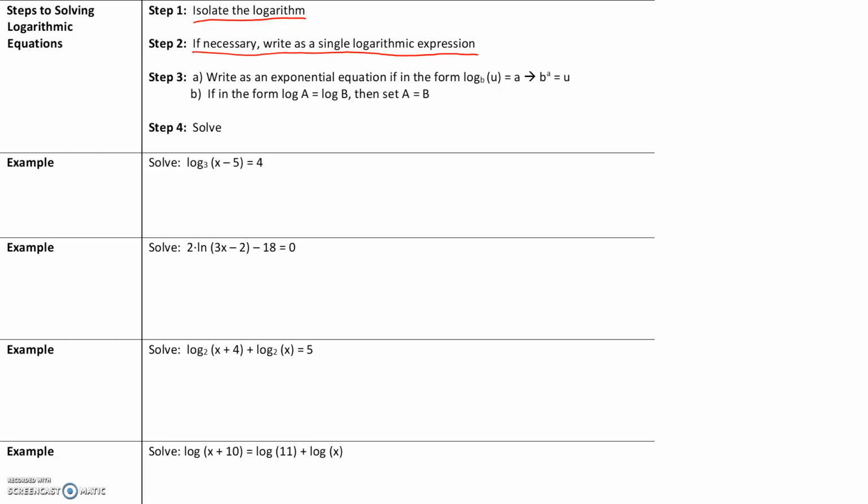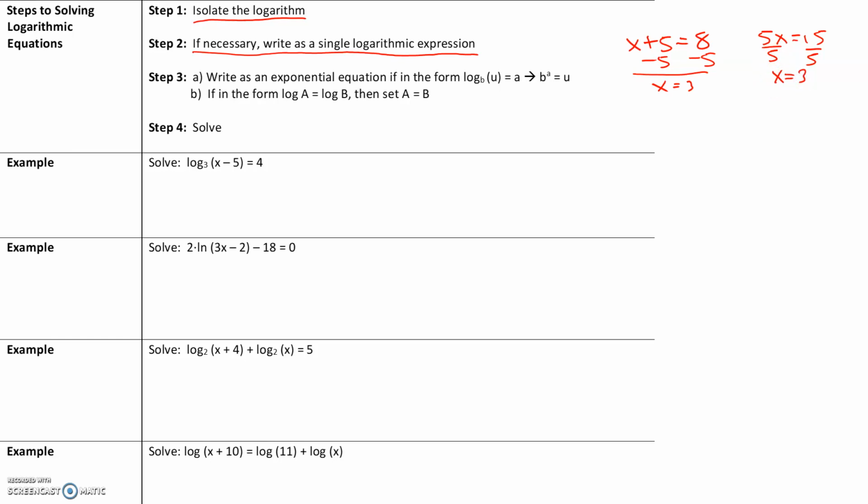Example number 1. We have log base 3 of x minus 5 equals 4. Now before we even get to that, let's take a look at x plus 5 equals 8, something simple. The reason we subtract 5 is because the inverse of addition is subtraction, and we get x equals 3. If we have 5x equals 15, we divide by 5 because the inverse of multiplication is division, and we get x equals 3.